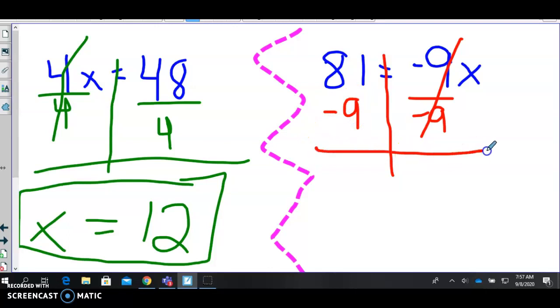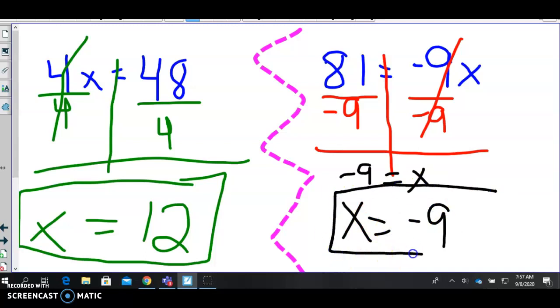Okay, so I need to do 81 divided by -9. And I should get -9 equals x. Okay, or we can say x equals -9. I like it better that way with the variable on the left. I would like for you guys to make sure you're doing your variable on the left as well.